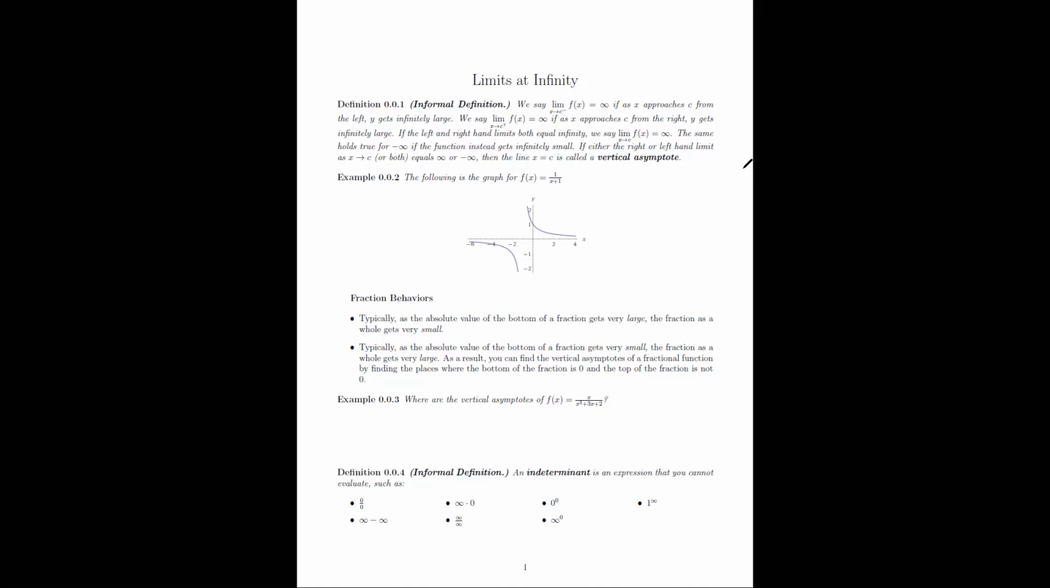The place at which we go to infinity or minus infinity is called a vertical asymptote. So if you hear people asking you about vertical asymptotes, it just means at that x value, our function gets infinitely large or infinitely small.